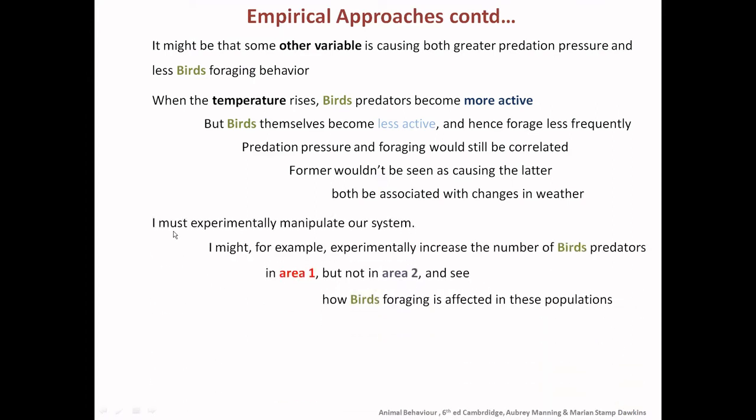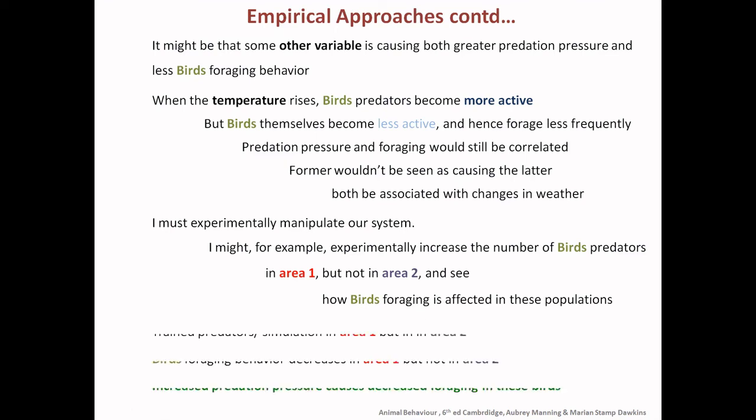To understand that, we need to do an experiment. So we might experimentally manipulate our system. We have two systems, area one and area two. We might, for example, experimentally increase the number of bird predators to check whether the predation is actually regulating the foraging behavior of the bird, the frequency. In area one there are more predators present, we will manipulate it, but not in area two. We will study how the birds' foraging is affected in this population.